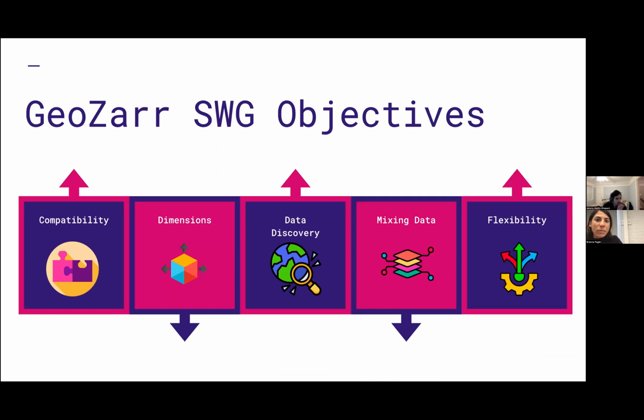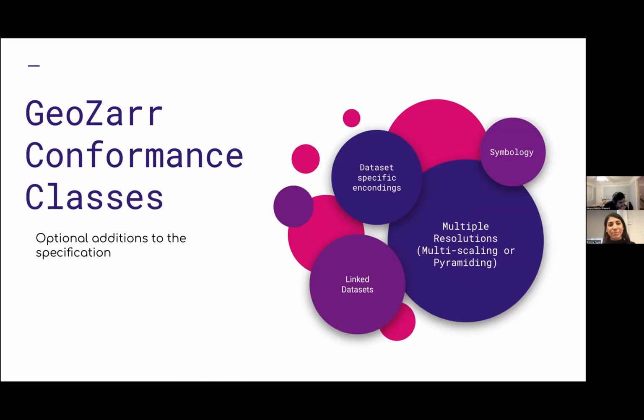Okay. Just high level, the objectives are to ensure compatibility, data discovery, and also being able to mix data. We've also learned some OGC terminology, like trying to figure out what would be conformance classes. So there's going to be some requirements in the specification, but then what are these optional add-ons, right? And we're hoping that these conformance classes are a way that we can also meet the needs of the GeoTIFF community that wants to host Zarr data. An example of this is the need for multi-scaling or pyramiding. We don't want to require that for all geospatial Zarr stores. But for people who want to leverage multi-scaling, that would become an optional conformance class.